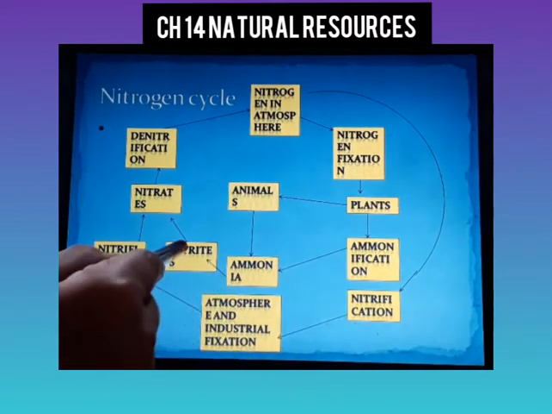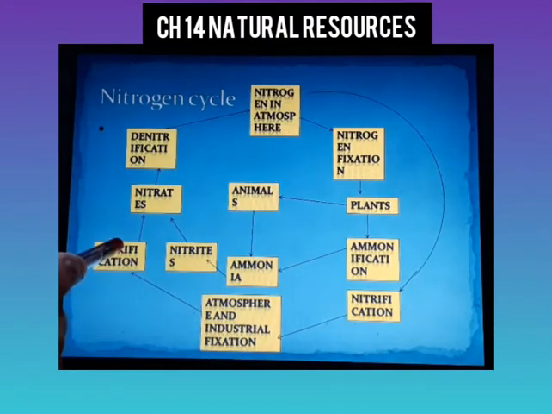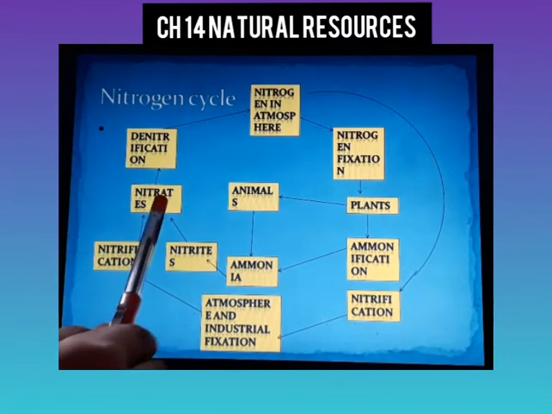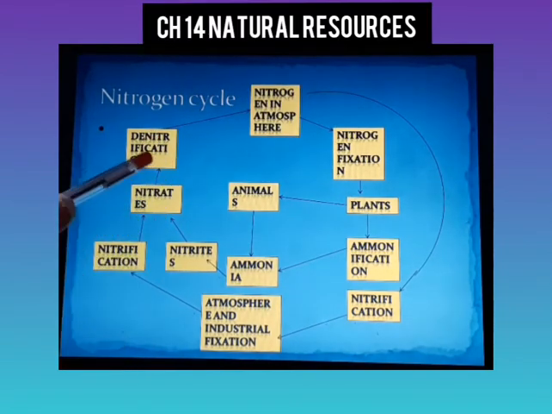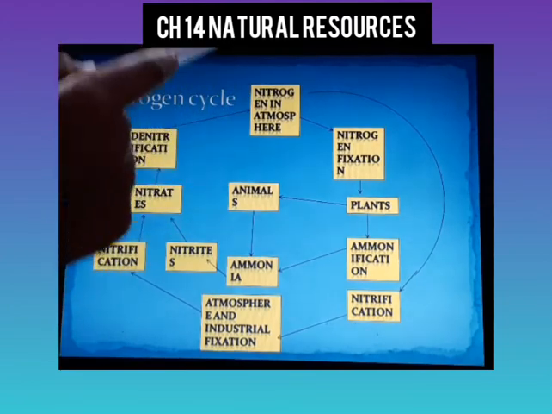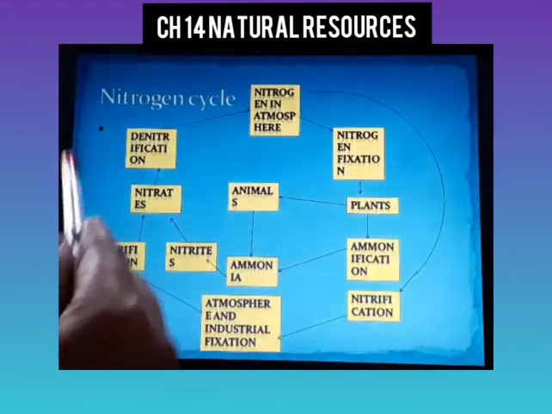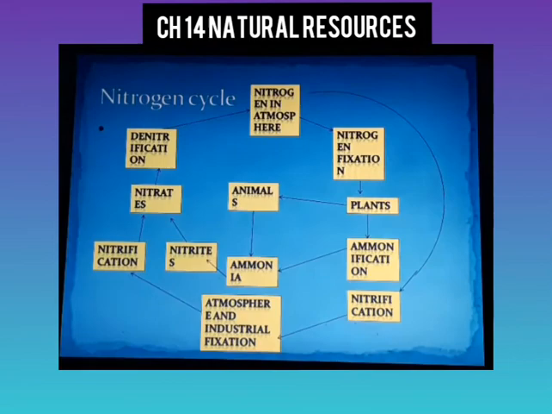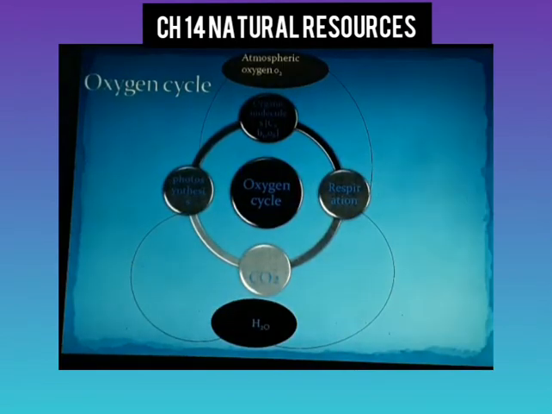From here, it becomes nitrites, and due to nitrification, these become nitrates. From nitrates, due to denitrification, it joins nitrogen in the atmosphere, and again this cycle continues. If you want, you can take a screenshot and learn this cycle. Oxygen cycle.